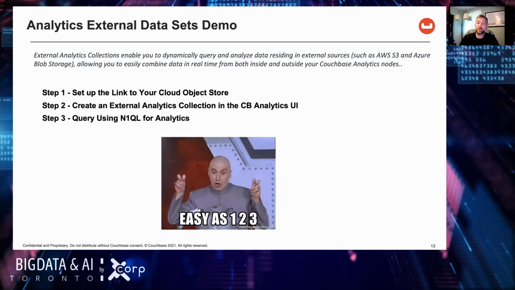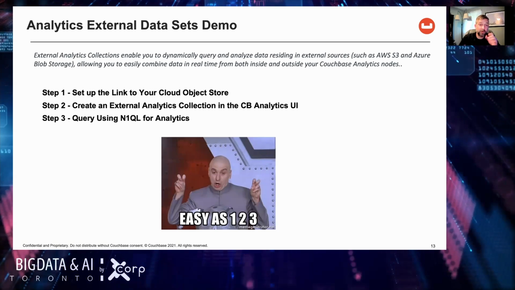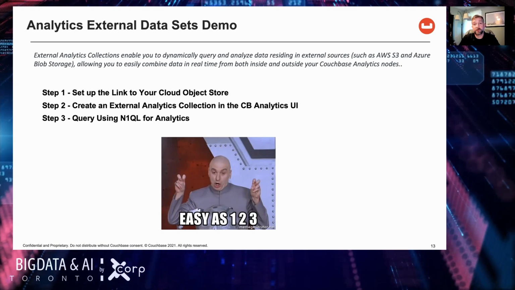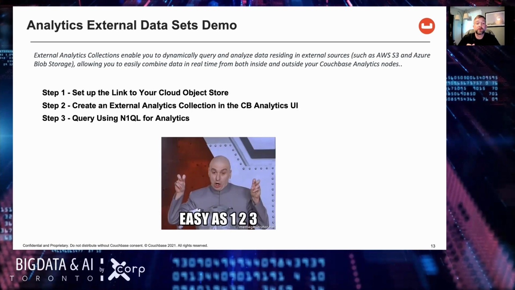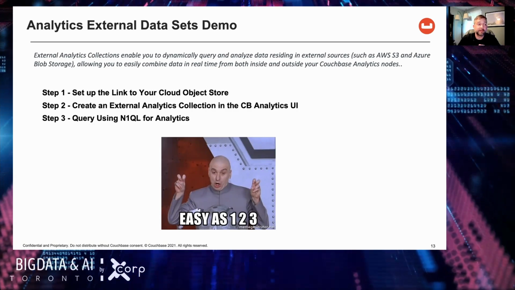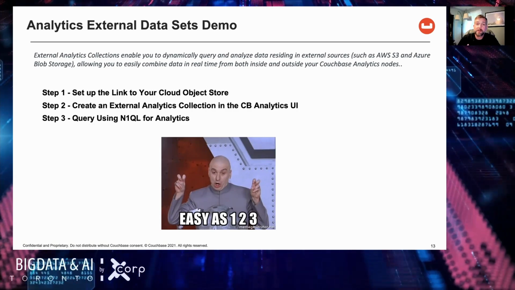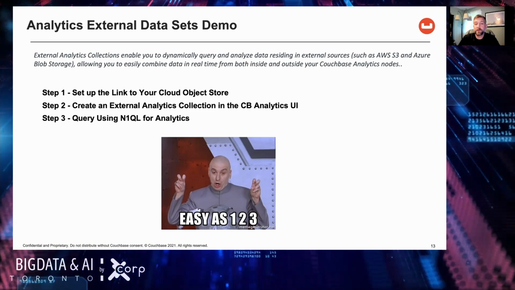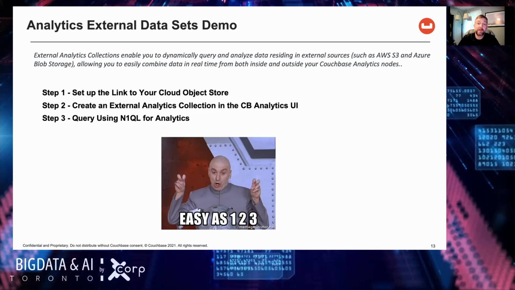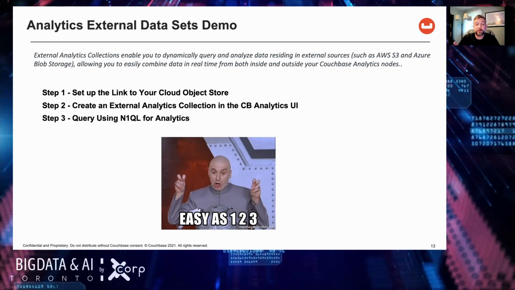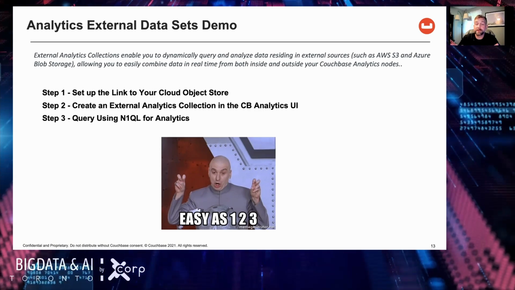So this is the overall process that we're looking at. We're going to take a look at the process and then we're going to jump in and actually show you how to do it. The first step is setting up your link to your cloud object store, whether that's AWS or Azure. You have to show Couchbase how to get to that data, and that's that process.